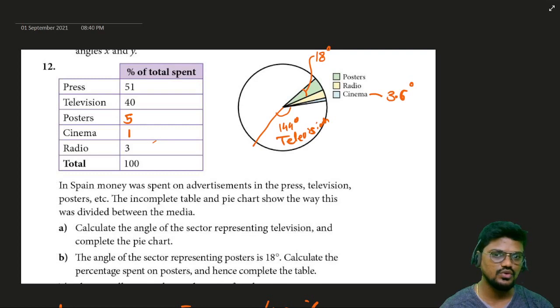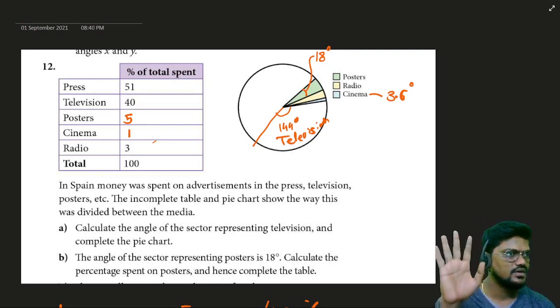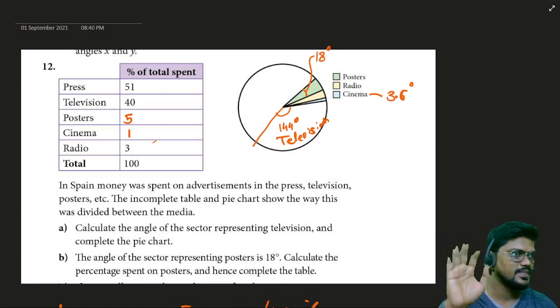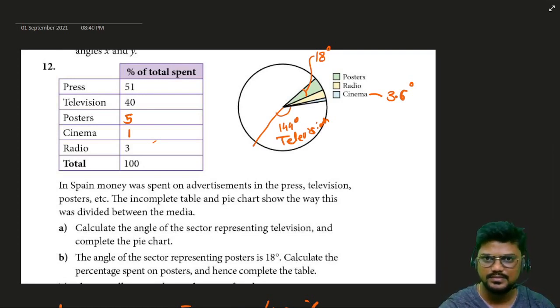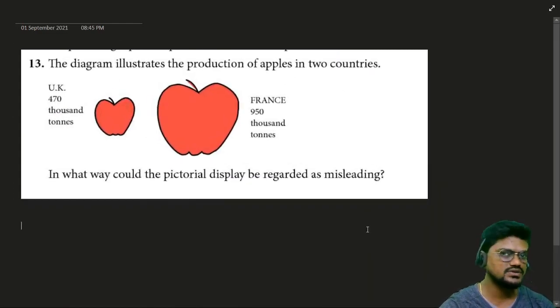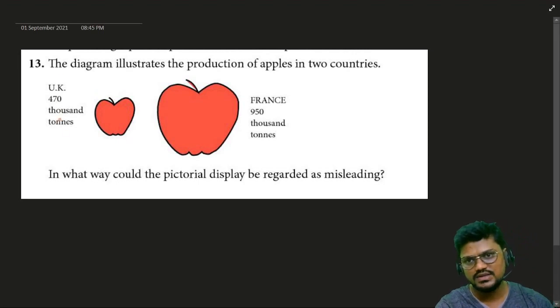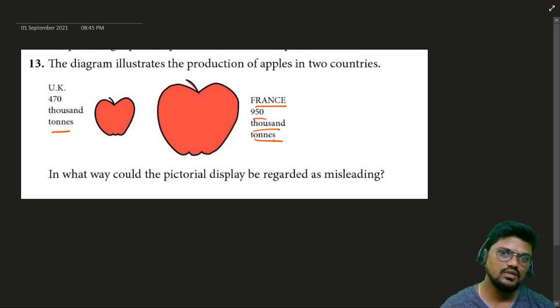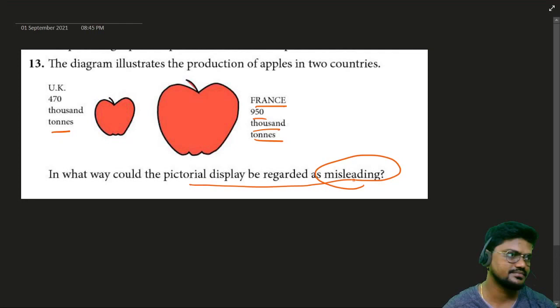So how many of you know the next thing which we have, the stem and leaf diagram? Now let's move to the next question. Over here the diagram illustrates the production of apples in two countries: UK 470,000 tons and France 950,000 tons. In what way could the pictorial display be regarded as misleading? What is misleading in it?